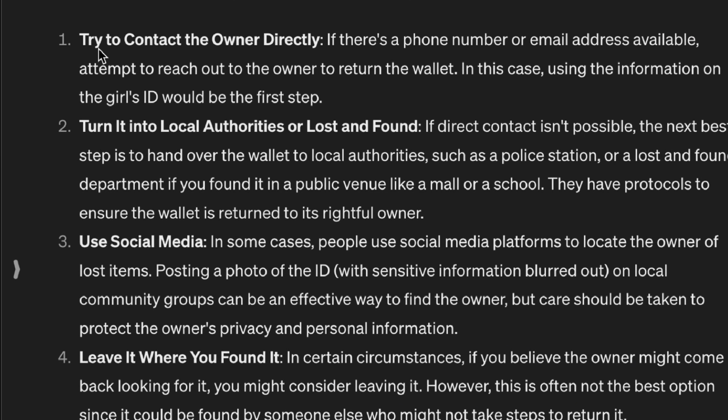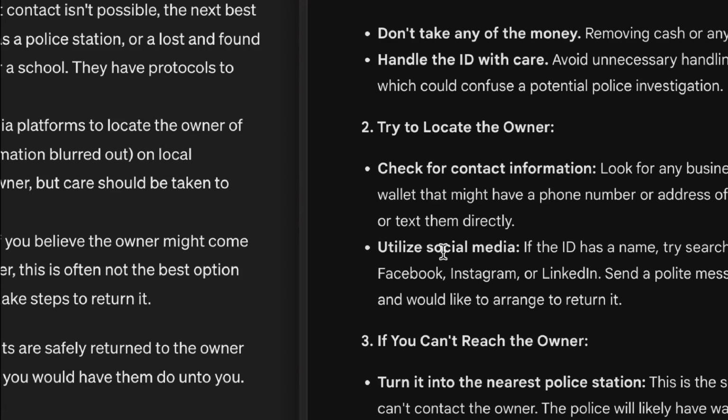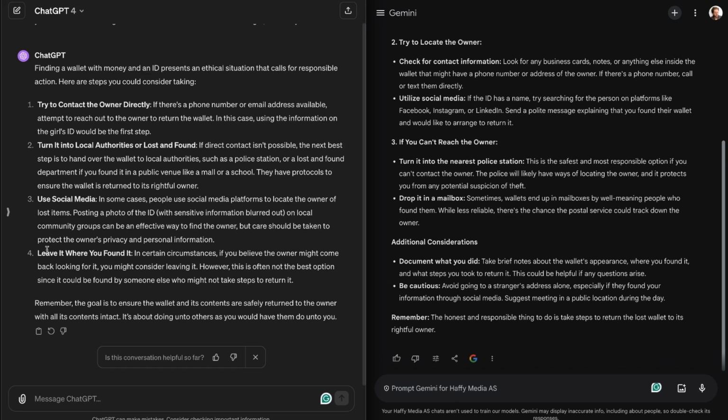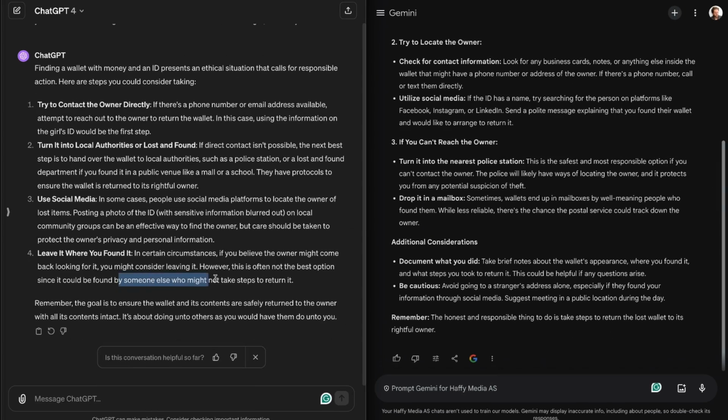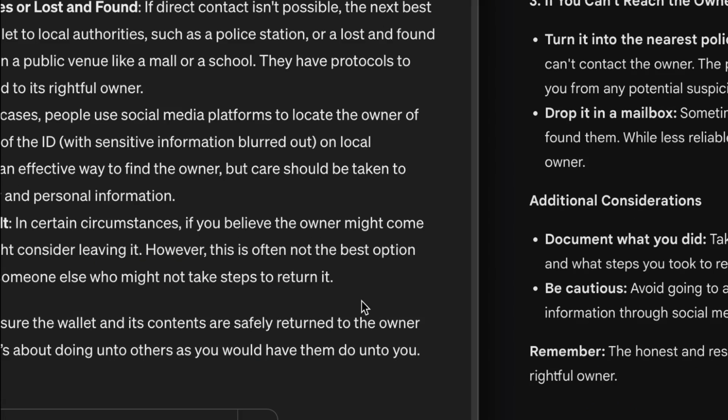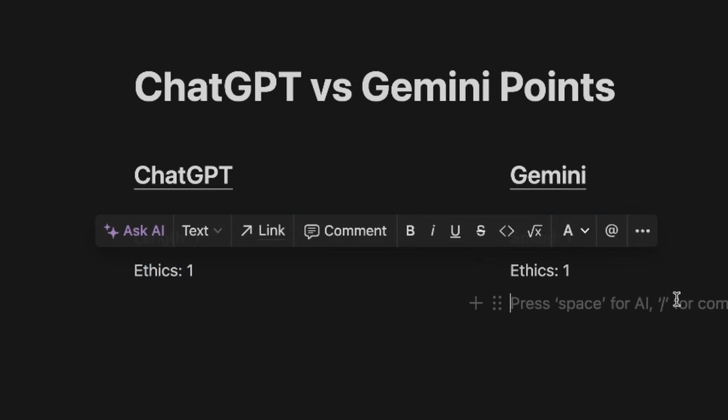And ChatGPT says: one, try to contact the owner directly. Two, turn it into local authorities or lost and found. Three, use social media. And four, leave it where you found it. So both actually said social media. I don't agree with leave it where you found it. It says, if you believe the owner might come back looking for it, yeah, maybe, but someone else might find it who might not take the steps to return it. I think both get points for ethics here.